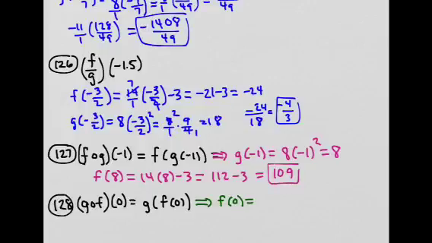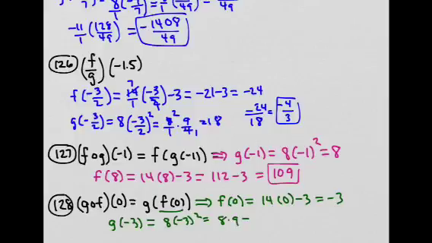Okay, so number 128 is g of f of 0. So again, I rewrote it with a different notation there. So we're going to do f of 0 first. So that's 14 times 0 minus 3, so that gives you negative 3. And then now we're going to do g of negative 3, because f of 0 was negative 3. Okay, so that's going to be 8 times negative 3 squared. So that's 8 times 9, which is 72.